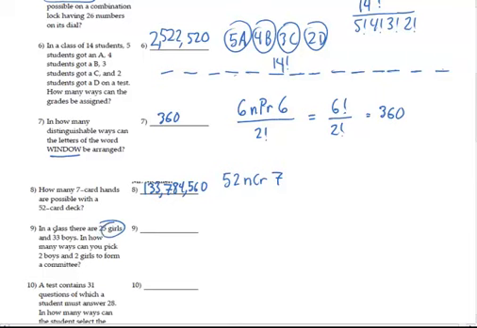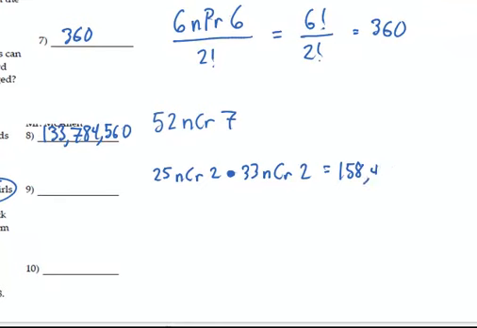So now we have a class of 25 girls and 33 boys. How many ways can you pick 2 boys and 2 girls to form a committee? Well, this would be 25 girls to pick from, and you're going to pick them in groups of 2, and the order doesn't matter, so it's an NCR. And we'll multiply that by 33 boys to pick from, and we'll take them 2 at a time. Multiplying the results gives you an answer of 158,400 combinations.